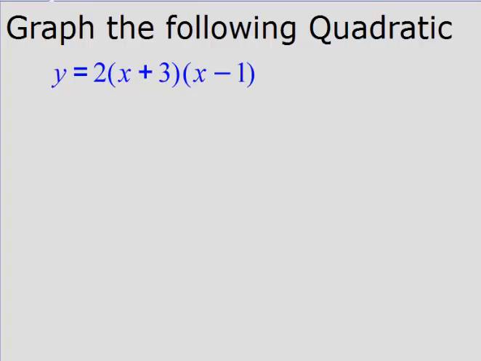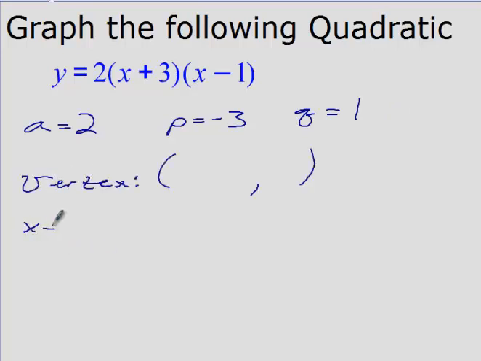So what are my key values for intercept form? A, P, and Q. So what's my A? 2. What's my P? -3, good catch. And what's my Q? +1. So remember, whenever you have parentheses and you pull a number out, you have to flip the sign. So find the vertex. So how do I find the x-coordinate to a vertex in intercept form? P plus Q over 2. So P plus Q over 2.